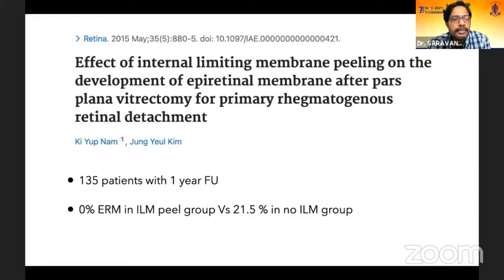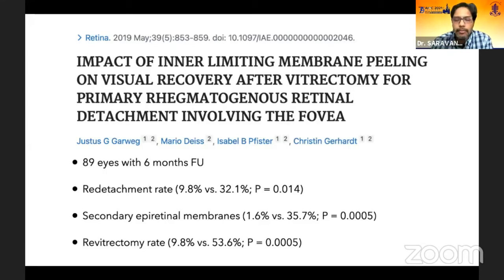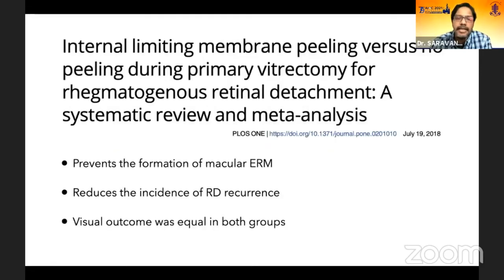And one more study showing 1-year follow-up in 135 patients, where the risk of developing ERM was 0% with ILM peeling and 21% without ILM peeling. There's one more study showing the risk of ERM development, where removing the ILM during the primary surgery significantly reduced the development of epiretinal membrane in the postoperative period, even though the vision was more or less comparable between the two groups. Again, one more study shows the impact of ILM peeling on redetachment rates also. They showed it significantly reduced the risk of redetachment apart from the ERM itself, and the repeat vitrectomy rate was also very much less in these eyes.